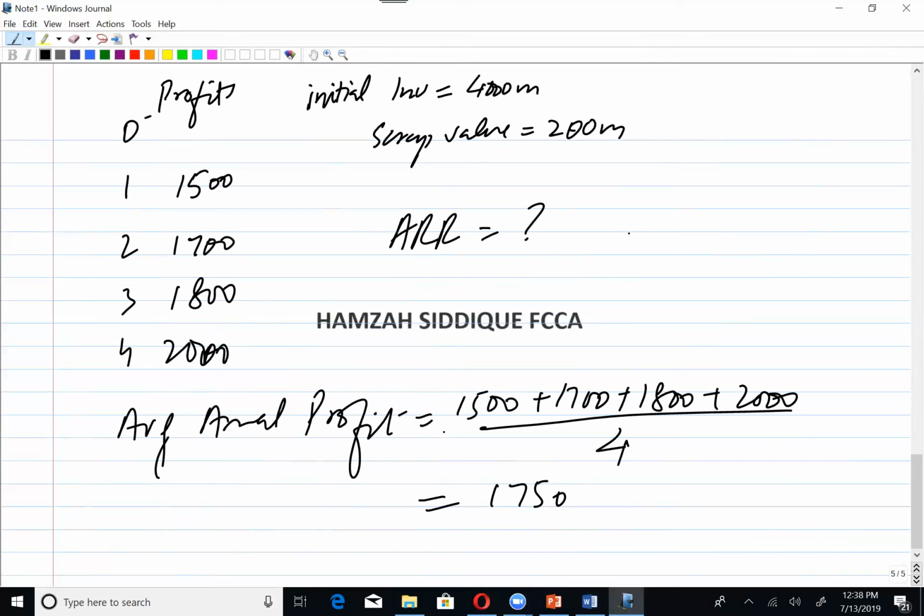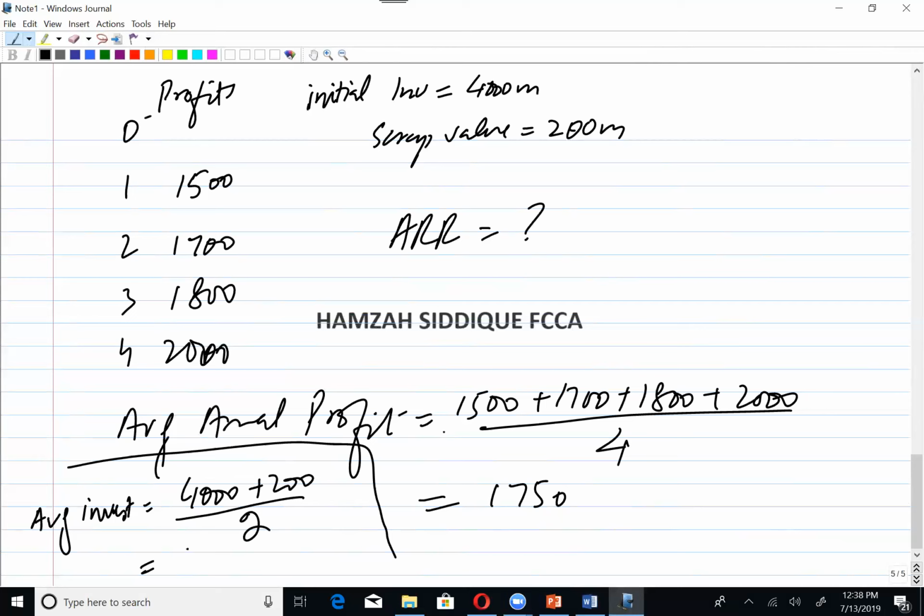Now, average investment. I will calculate here average investment. That is equal to 4,000 plus 200 divided by 2, and that will be 2,100. So ARR will be estimated average annual profit, that is 1,750, divided by average investment, times 100. And here you can calculate the answer. That is 83%.